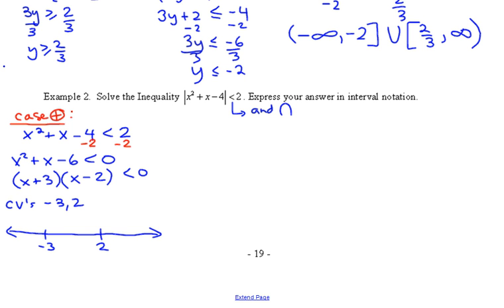We test each factor. I think I showed you this yesterday. So pick a number less than negative 3. Negative 4. So I test first. This factor, negative 4 plus 3, would be a positive or a negative? A negative. And negative 4 minus 2 will be a negative. And so the product of these two would become a positive. So together a negative and a negative will give me a positive.